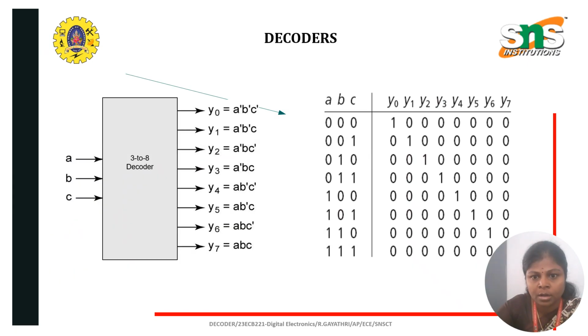Then coming to the next decoder type, which is the 3 cross 8 decoder, where it has 3 inputs and 8 outputs. A, B, C are the 3 inputs and the 8 outputs are Y0 to Y7. When the input is 0 0 0, Y0 will be 1; for 0 0 1, Y1; for 0 1 0, Y2; for 0 1 1, Y3; for 1 0 0, Y4; for 1 0 1, Y5; and for 1 1 0, Y6. Then for 1 1 1, simply Y7 will be 1.